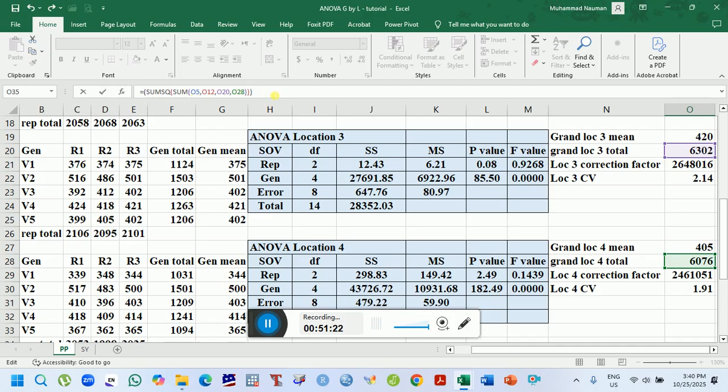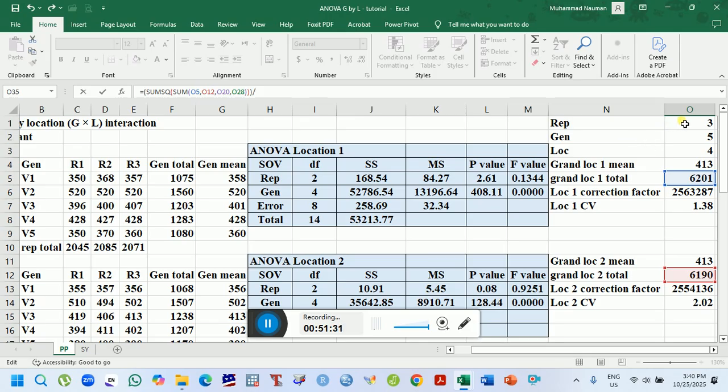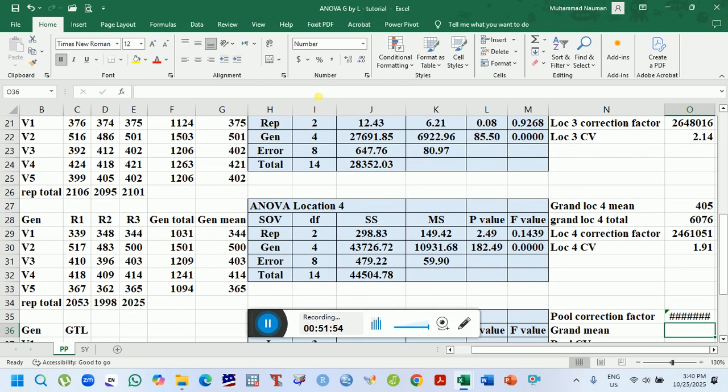Divide by the total number of observations, that is number of replication, number of genotype, and number of locations. Again, put this term in one bracket. Press enter now. We will see where we have made the mistake. Just a minute.